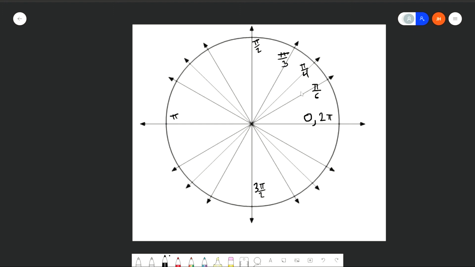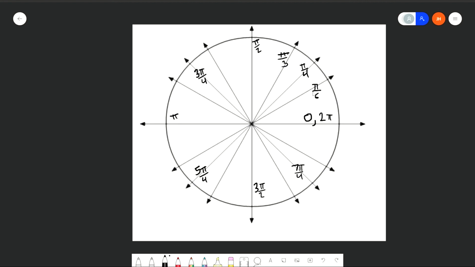Let's count by the pi over 4's. I have 1/4. 2/4 is 1/2. 3/4, so 3 pi over 4 is this angle. 4/4 is pi. 5/4, so 5 pi over 4. 6/4 is equal to 3/2. And then finally 7/4, so 7 pi over 4. What I'm doing is I'm just counting by fractions, y'all.